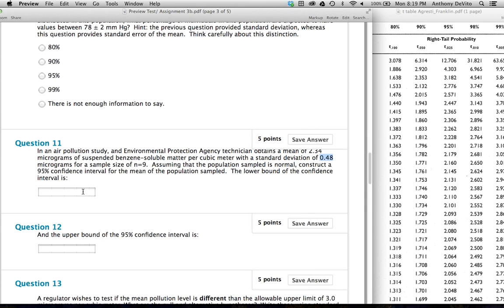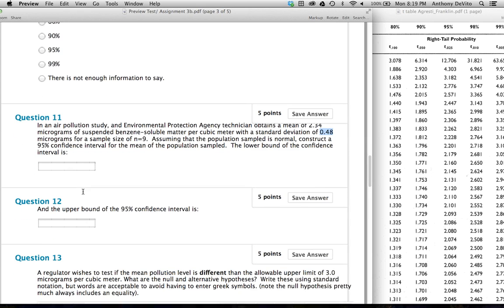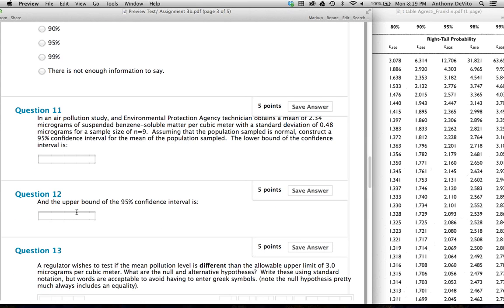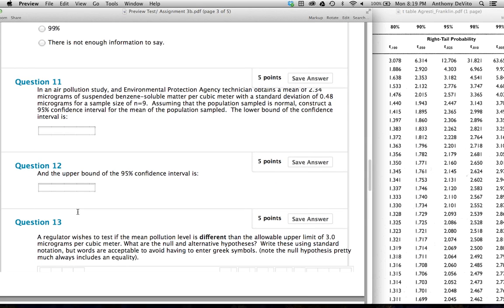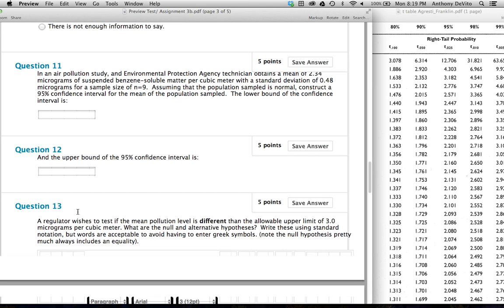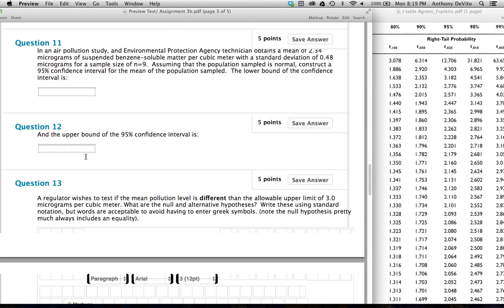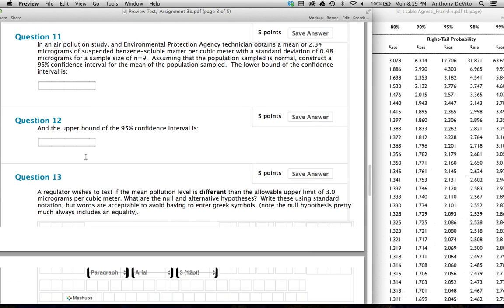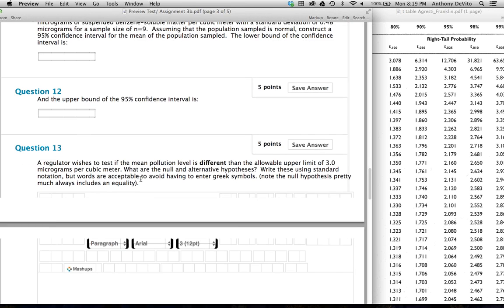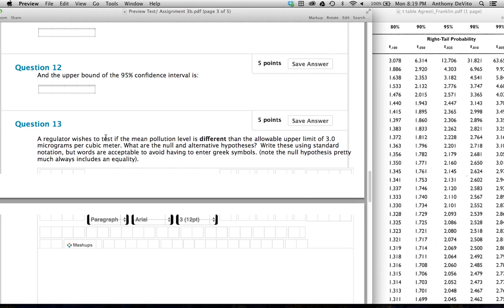Okay, and you subtract that to get the lower bound. You add that to get the upper bound. I'm 1.16. I'm sorry, 0.16. So I'll put this up with all the answers later on, so you can actually see the actual answers.